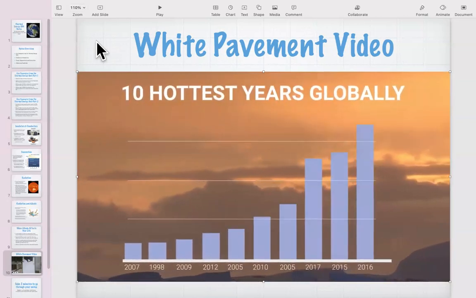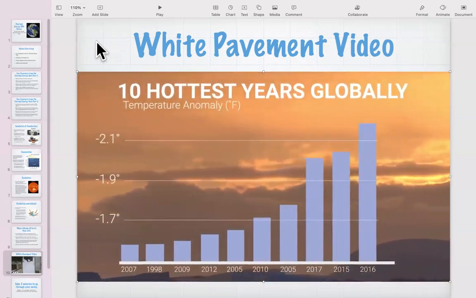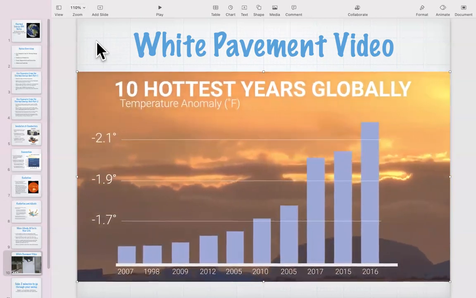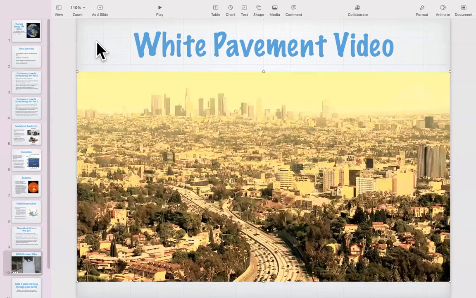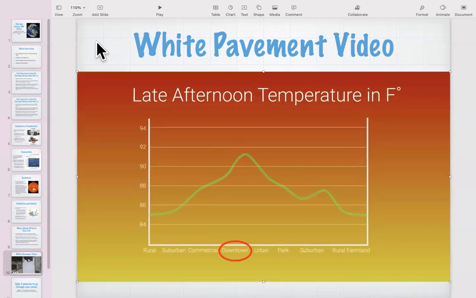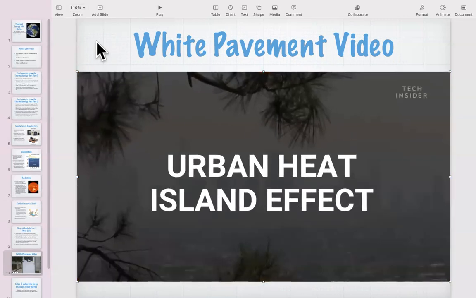2017 was the third hottest year on record, and based on recent trends, it's not getting cooler anytime soon. Some researchers are asking, how can we stay cool, especially in our cities? They're typically hotter than rural areas, but why? You can thank the urban heat island effect.